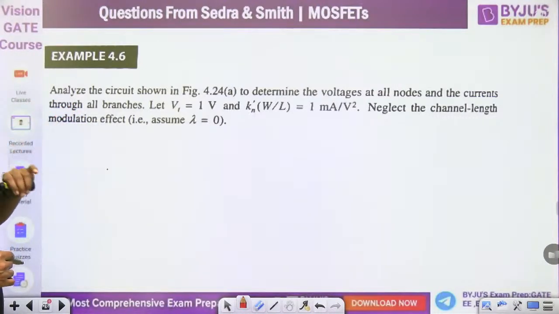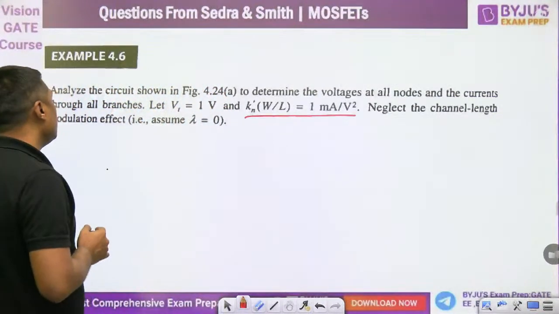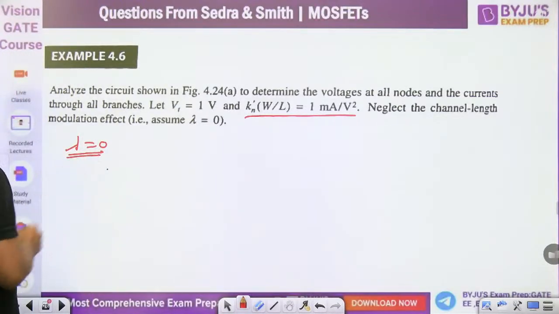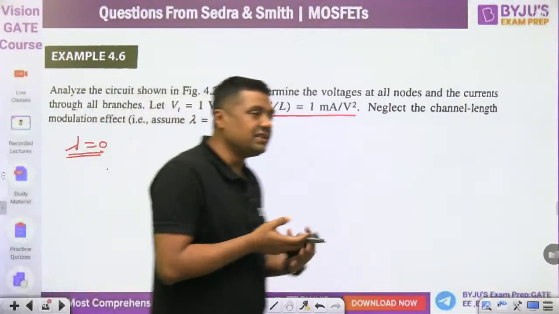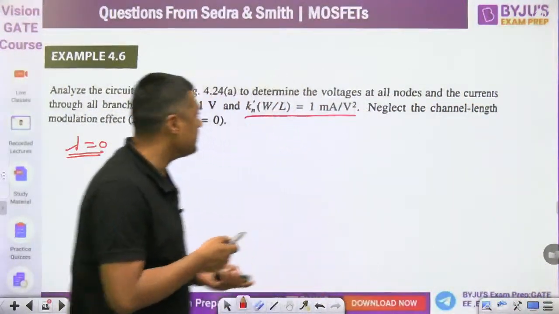Let Vt be 1 volt, Kn dash W by L is 1 milliampere per volt. Again this is given as Kn. Neglect the channel length modulation, lambda is equal to 0. There is no channel length modulation. We have no idea whether it is in triode region or in saturation region. Then you have to decide.